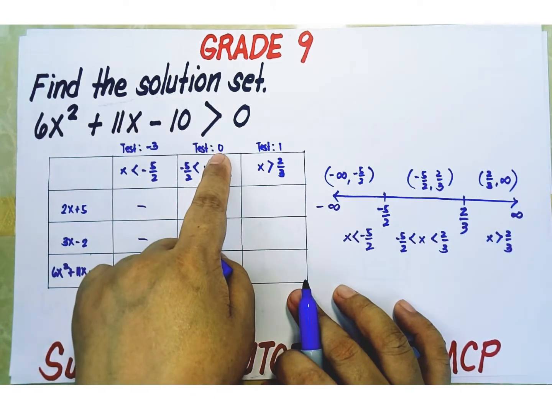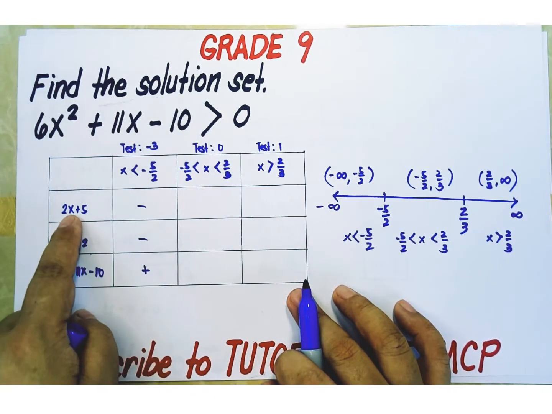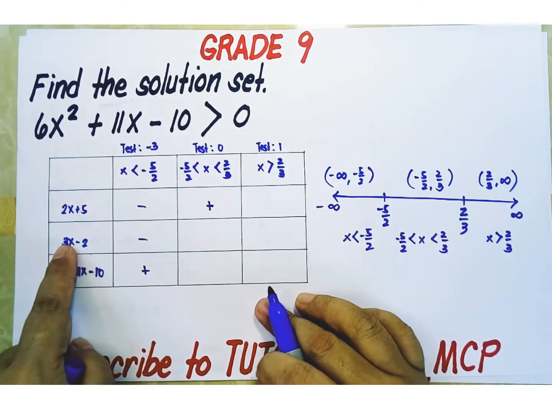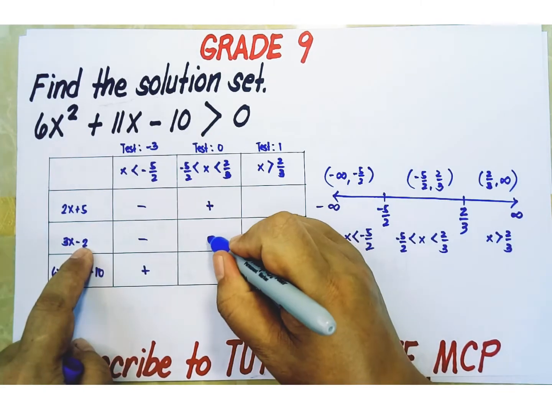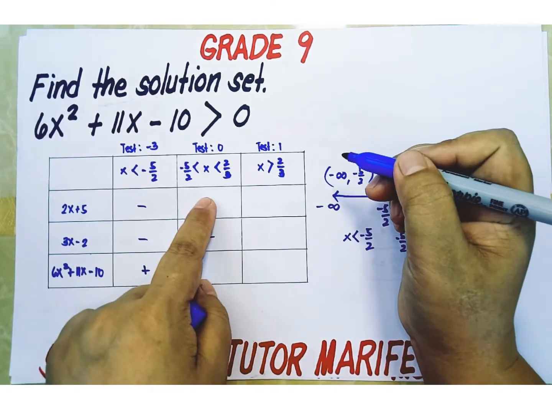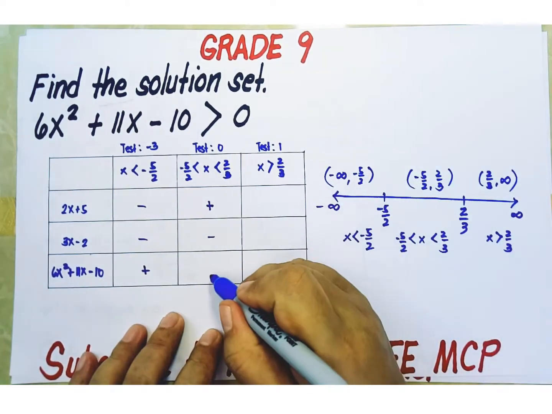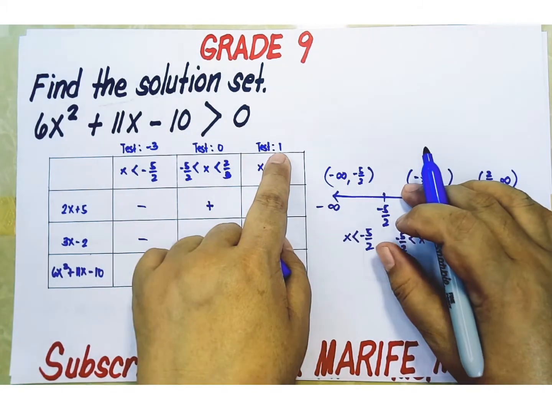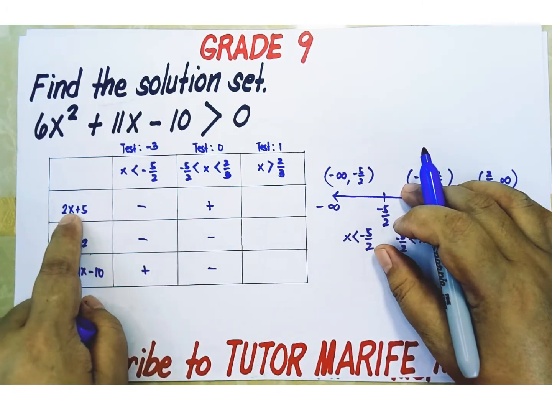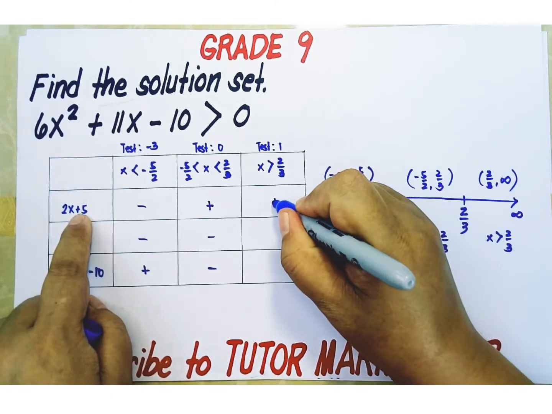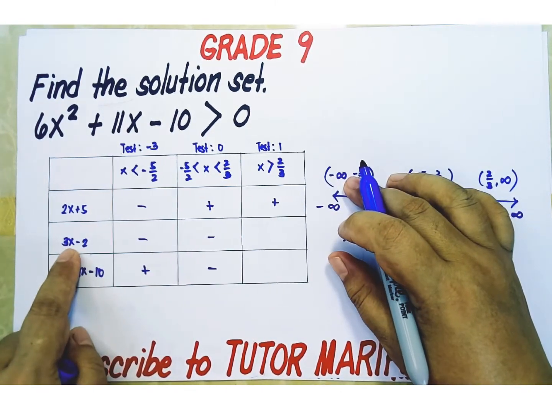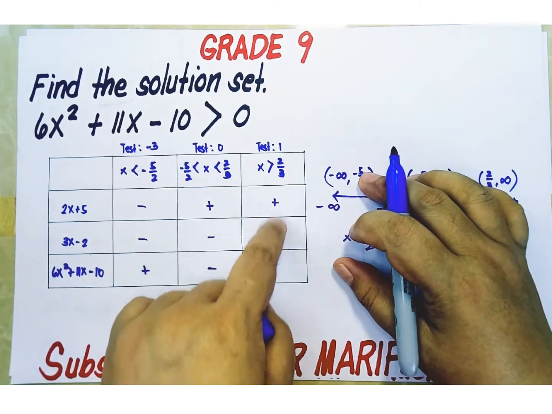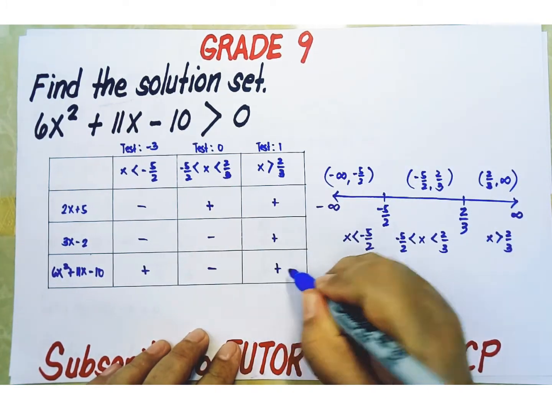Next, let's test 0. If x is 0, 2 times 0 is 0 plus 5, positive. If x is 0, 3 times 0 is 0 minus 2, it's negative. Multiplying a positive number and a negative number will give you a product that's negative. Next, let's test 1. If x is 1, 2 times 1 is 2 plus 5, positive. If x is 1, 3 times 1, 3 minus 2, positive 1. If you multiply two positive numbers, the result is positive.